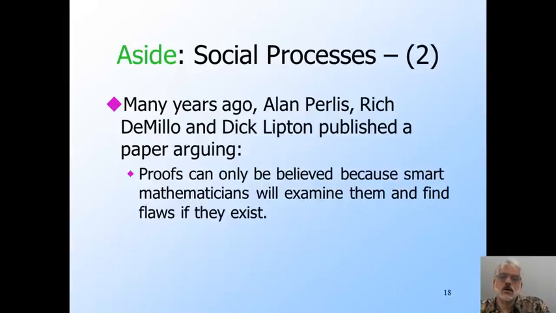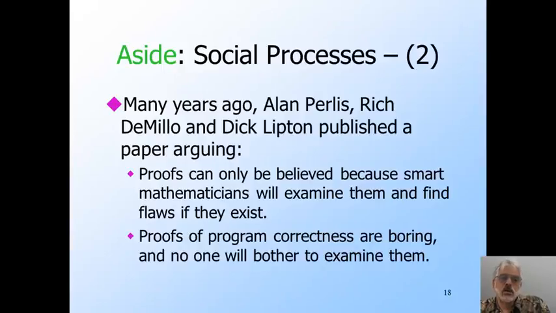The paper started by making the points I just made, that you can only believe a proof if good mathematicians have looked at it critically and attempted to challenge any questionable points in the reasoning. In fact, the title of the paper is Social Processes and Proofs of Theorems and Programs. They then went on to draw a significant conclusion. Proofs of correctness of a program need to be subjected to the same scrutiny, or they can't be believed. But proofs of program correctness are boring, and no one is going to participate in the social process needed. Thus, they argued, it was not realistic to suppose that programs of any significance would ever be proved correct.